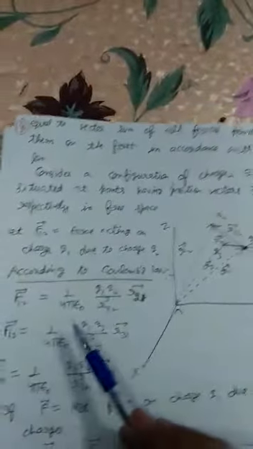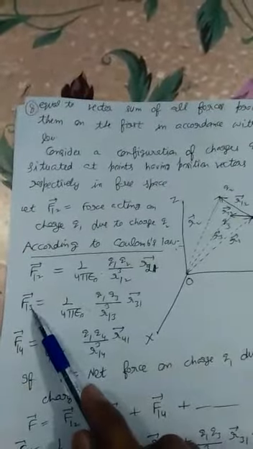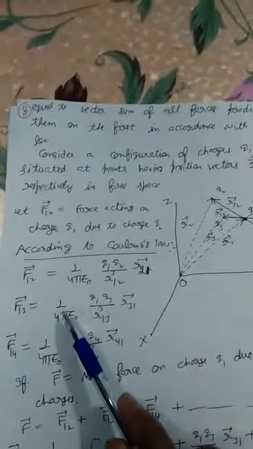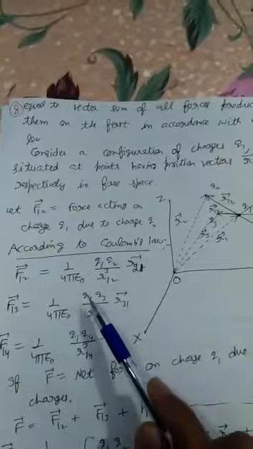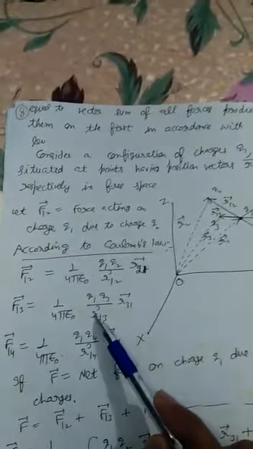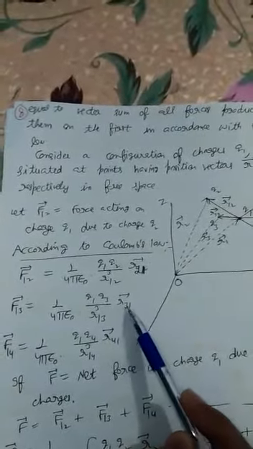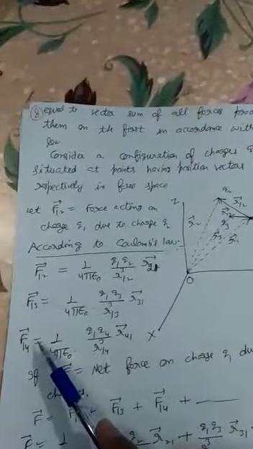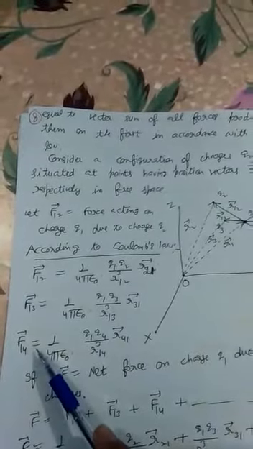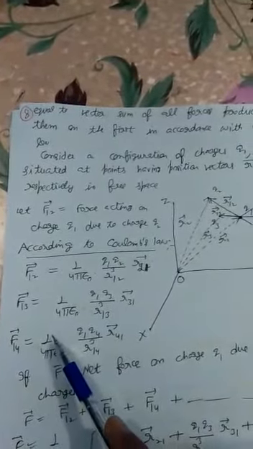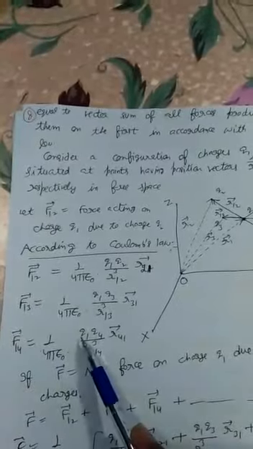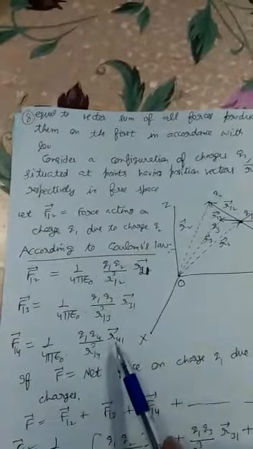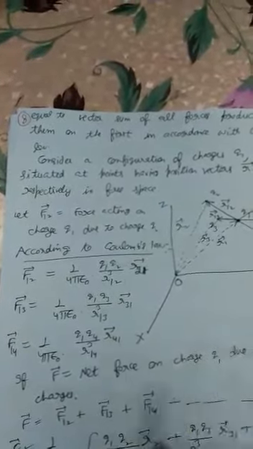Similarly, the force acting on charge Q1 due to charge Q3 is equal to 1 upon 4 pi epsilon naught, Q1 Q3 upon R cube 13 into R31 vector. In the same way, the force acting on charge 1 due to charge 4 is equal to 1 upon 4 pi epsilon naught, Q1 into Q4 upon R cube 14 into R41 vector.